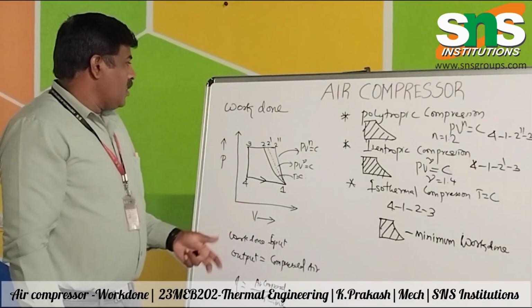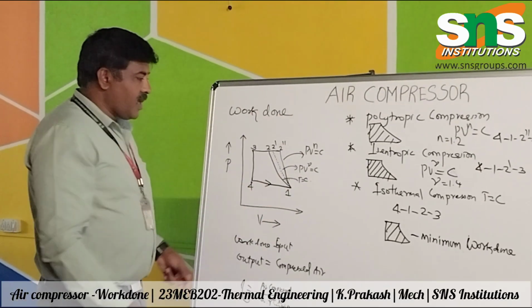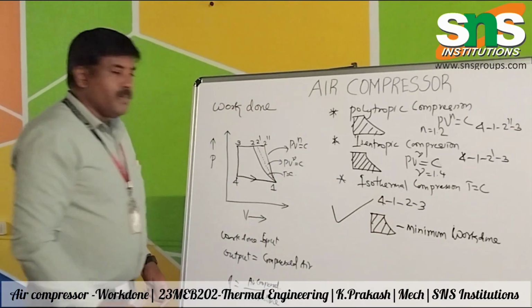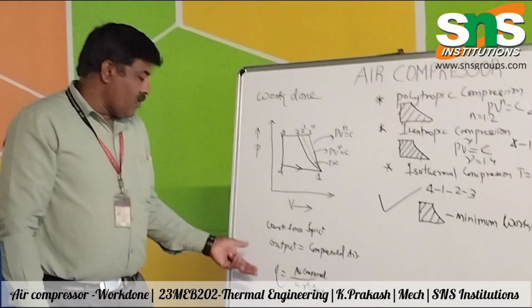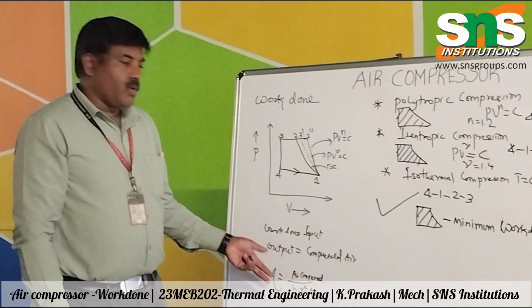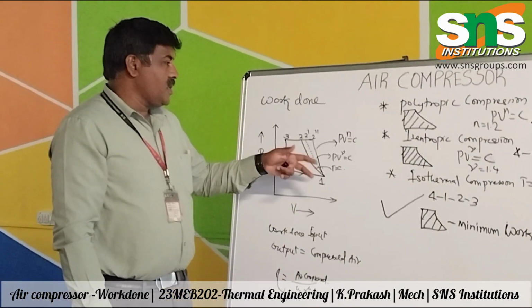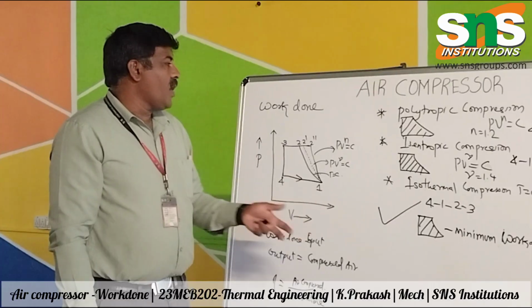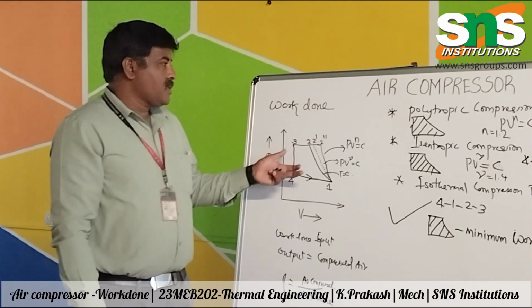Based on this compression process, we select the isothermal compression as the best process with the minimum work done, as we are giving the work done as input and compressing the air to the required pressure. So this is about the types of air compression, and this is the purpose of the PV diagram.